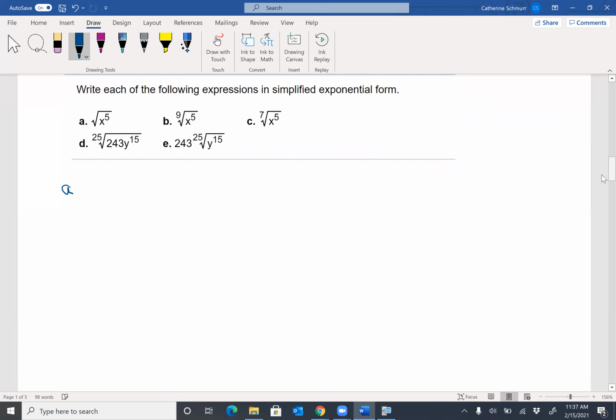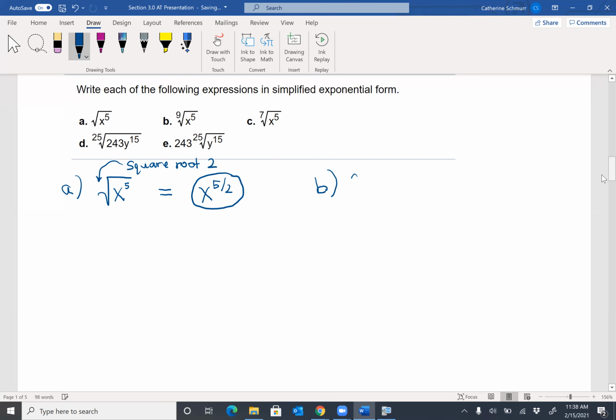So part A is the square root of x to the 5th. When there's nothing written right there, this is the square root. And the square root is a 2. So it's like I have a root with a 2 there. So this is going to be x to the 5/2. So as I said, that's pretty straightforward.